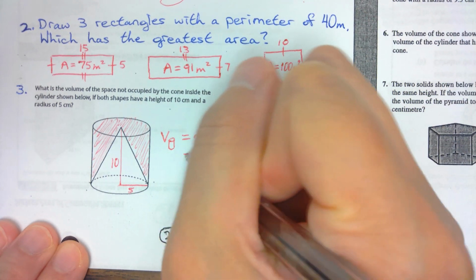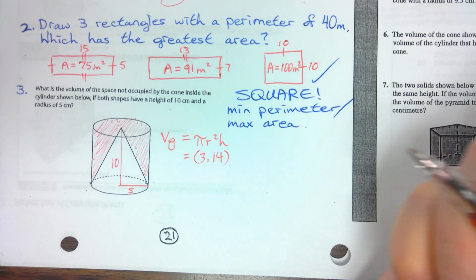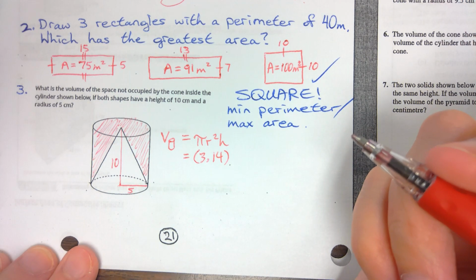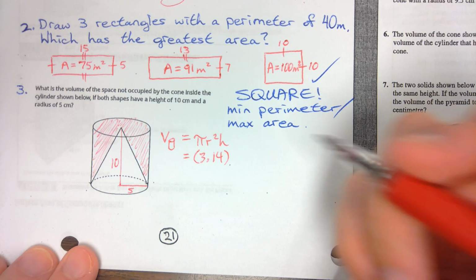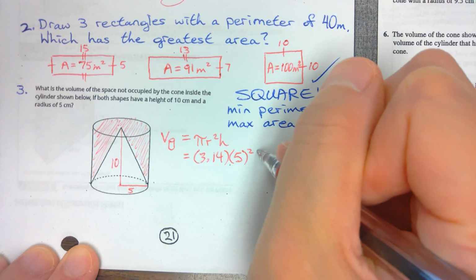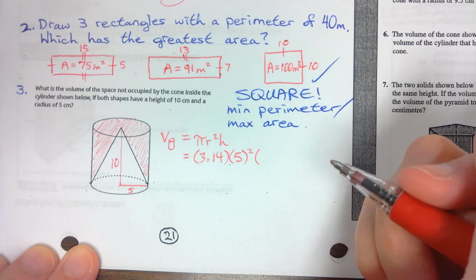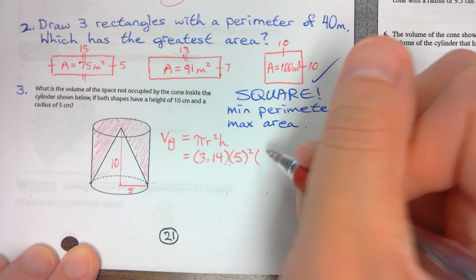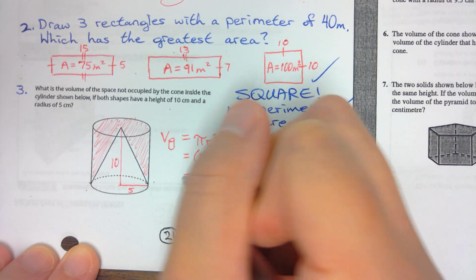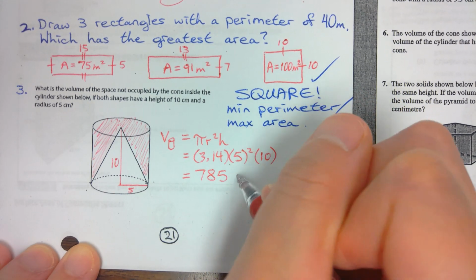Good. All right, so 3.14 times Rashawn, what's my radius? You have it in front of you. 5. Yeah, page 21. 5 square. 5 centimeters. Good. Okay, don't forget the square because that's part of the formula. And then Carson, what's height? 10. Yeah. So substituting the numbers in, you get 785 centimeter cube.